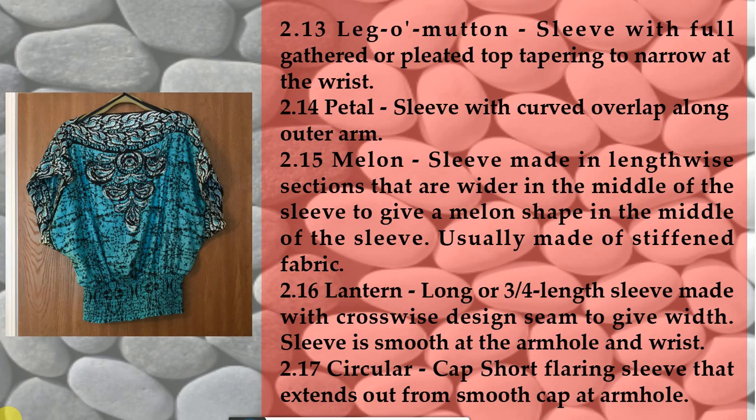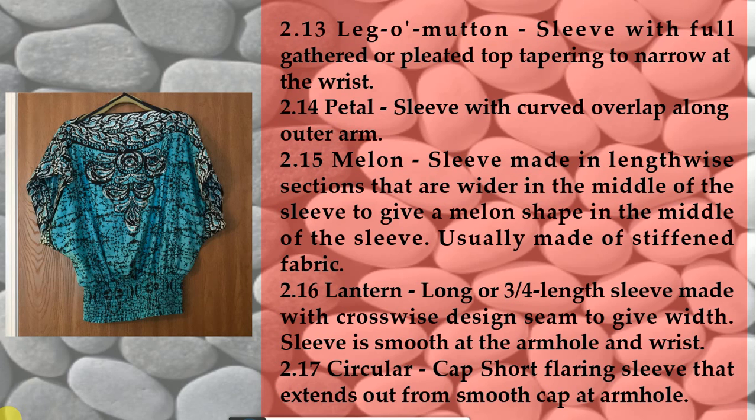2.13 Leg of mutton sleeve with full gathered or pleated top tapering to narrow at the wrist. 2.14 Petal sleeve with curved overlap along outer arm. 2.15 Melon sleeve made in lengthwise sections that are wider in the middle of the sleeve to give a melon shape in the middle of the sleeve.